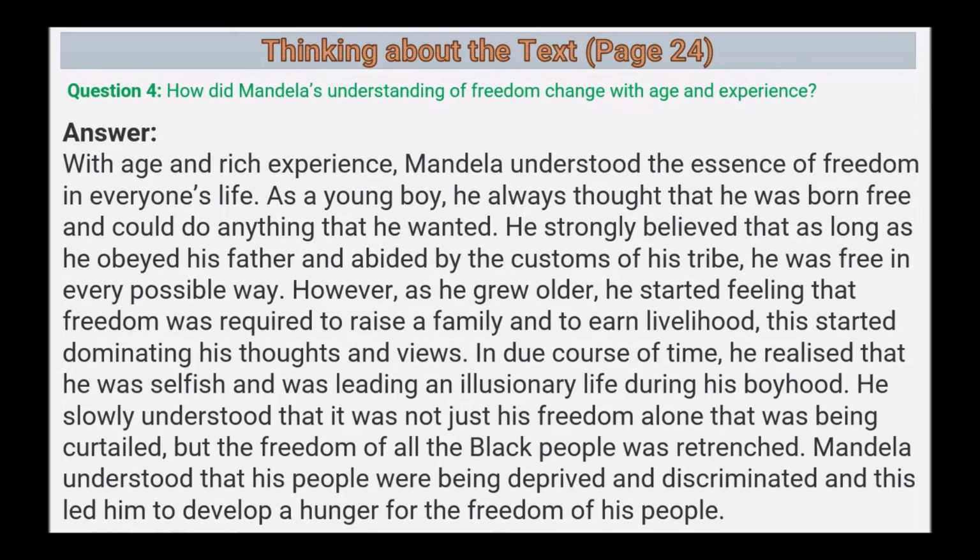However, as he grew older, he started feeling that freedom was acquired to raise a family and to earn livelihood. This started dominating his thoughts and views. In due course of time, he realized that he was selfish and was leading an incendiary life during his boyhood. He slowly understood that it was not just his freedom alone that was being curtailed, but the freedom of all the black people was retrenched. Mandela understood that his people were being deprived and discriminated, and this led him to develop a hunger for the freedom of his people.